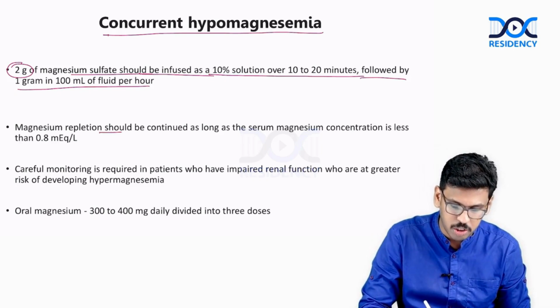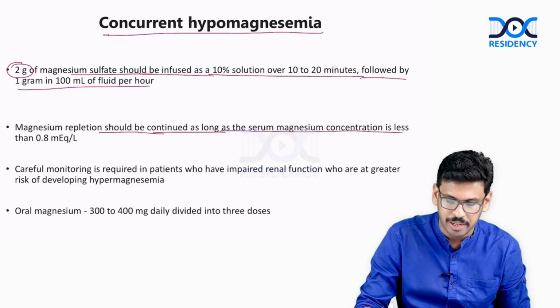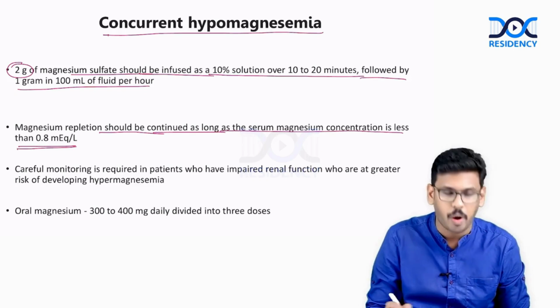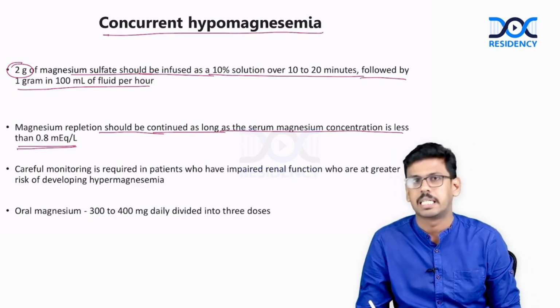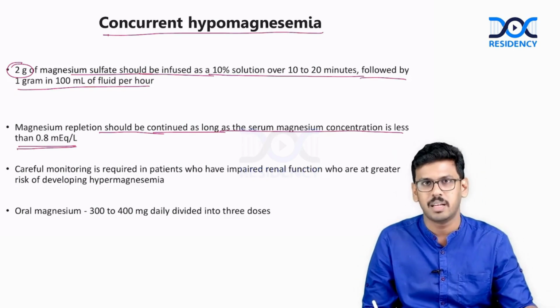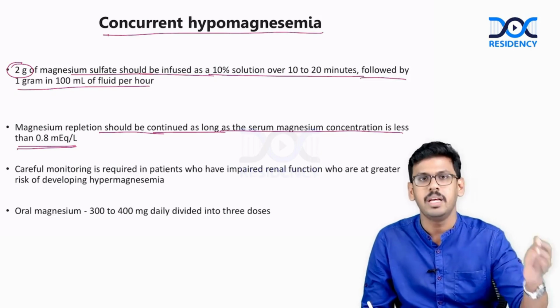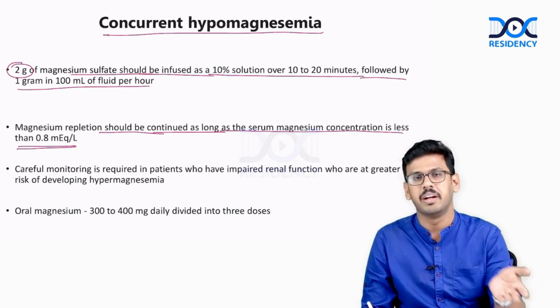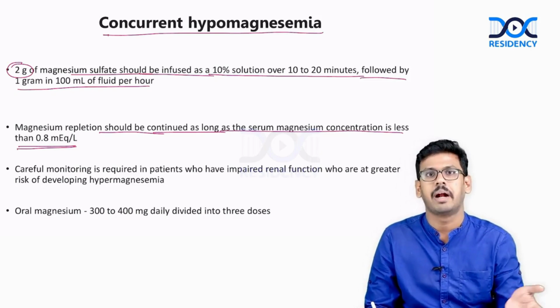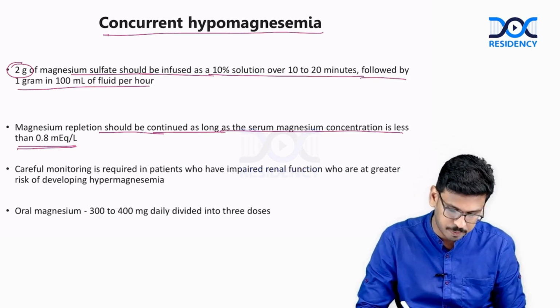So magnesium repletion should be continued as long as the serum magnesium concentration is less than 0.8 milliequivalents per liter. So as long as it is less than 0.8, you will have to continue the magnesium infusion, and when it reaches more than 1, you can convert it to oral supplementation.